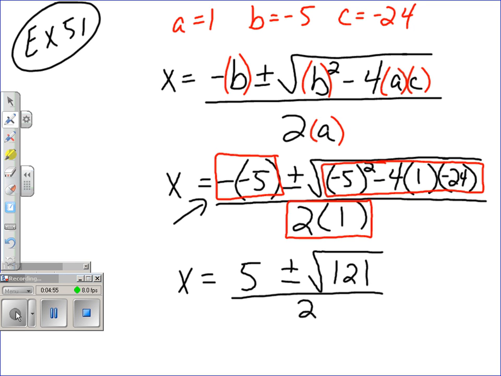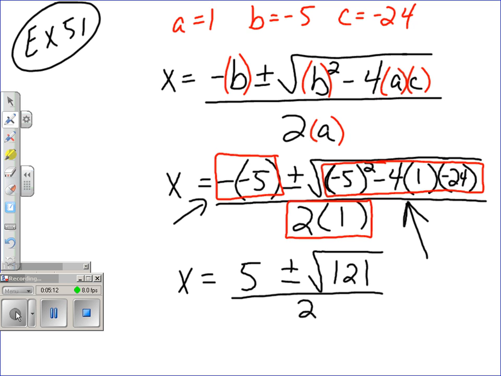The negative, negative 5. Remember, two negatives make a positive. So that's really just a positive 5, which I write without parentheses. Next, underneath the square root symbol, I do all of that on my calculator. That's what I recommend.